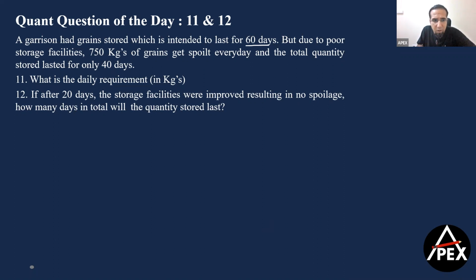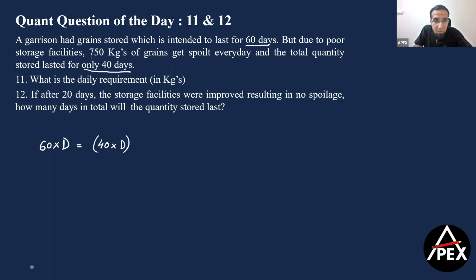Let me assume that the daily requirement is d kgs. Now the daily requirement is d kgs, then I want a ration for 60 days. So therefore, it's obvious that I would have stored 60 into d kgs as the total quantity of ration. Right, but what has happened now? This 60 into d has actually resulted in only 40 days of requirement, which means I have definitely used 40 into d. So where did the remaining go?